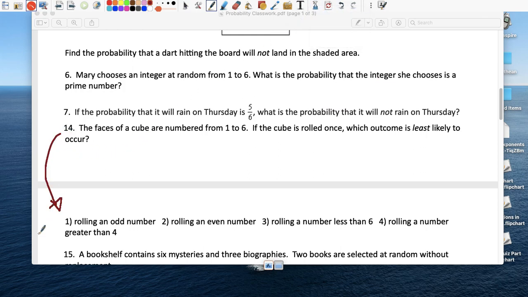Fourteen, and here are your multiple choices. If you roll a die, which one is least likely to happen? Well, an odd number is half. An even number is half. So you have a 50% chance of happening.